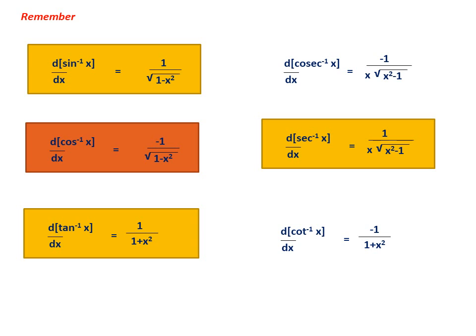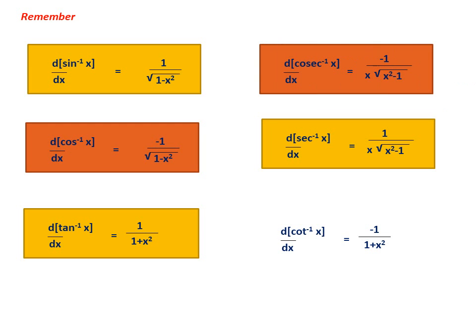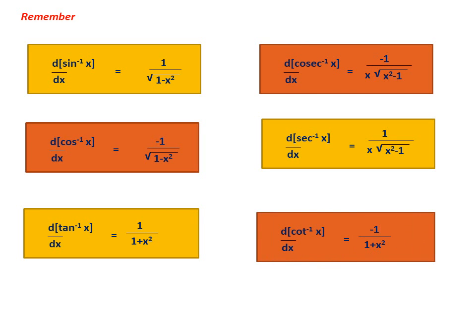Now look at the remaining: cos inverse x is minus 1 by square root of 1 minus x square. Then here also it is minus for cosecant inverse x, and for cot also it is minus. Therefore you can remember like this. Whenever the function begins with c, it is negative. Cos, c negative; cosecant, c negative; cot, c negative.